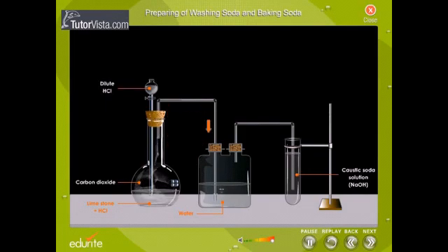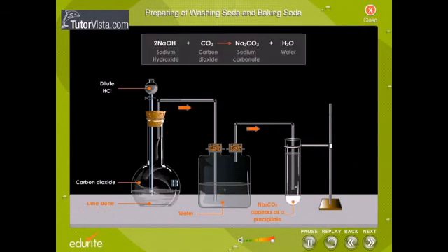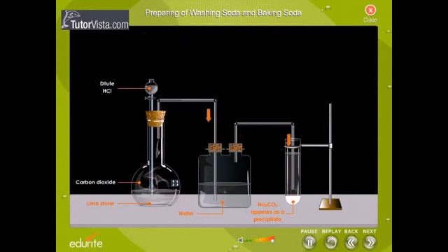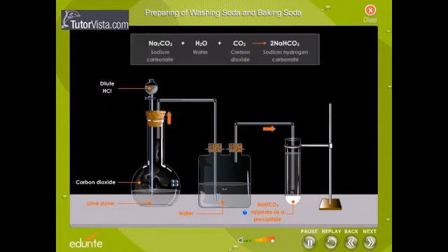Carbon dioxide gas is passed through water to remove the unreacted hydrochloric acid. The gas is now passed through concentrated sodium hydroxide solution till a white solid appears at the bottom of the boiling tube. The white solid formed is sodium carbonate, which is insoluble in water. When excess carbon dioxide is passed through sodium carbonate, it gets converted to sodium hydrogen carbonate.